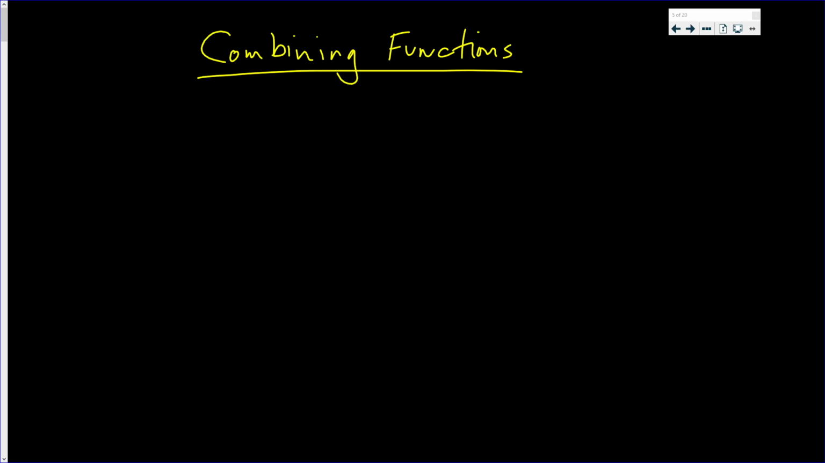Combining functions. There are a few ways to combine functions. f plus g of x. That is new. You've probably never seen this before. And if you have, there was a point where you never saw it.